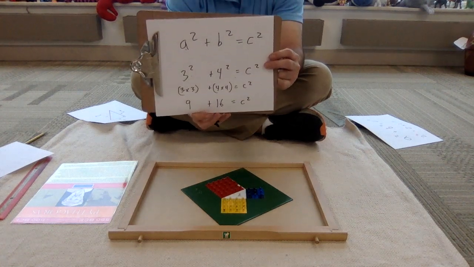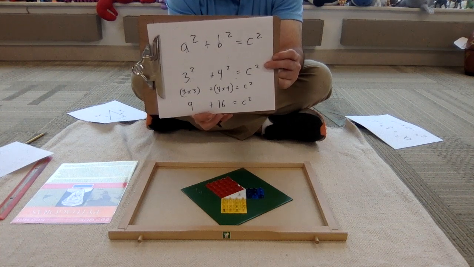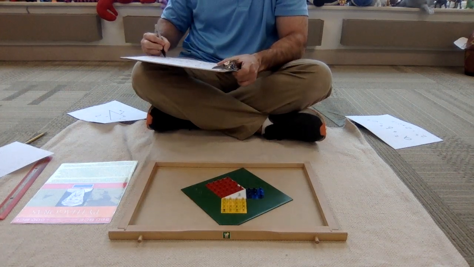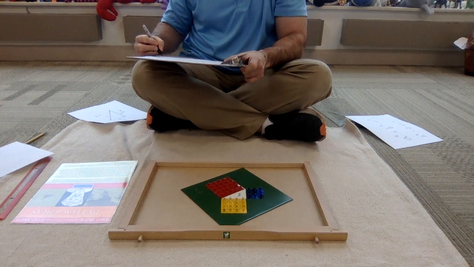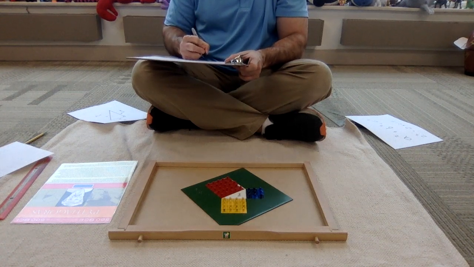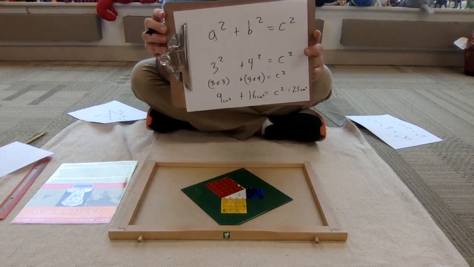Well, we know that 3 times 3 is 9. And we know that 4 times 4 is 16, and that actually gives us c squared. C squared in this case is equal to, that's right, you guessed it, 25, but it's going to be centimeters squared. Okay, let me not forget my units. If Miss Carol were here, she would remind me to make sure I had my units.